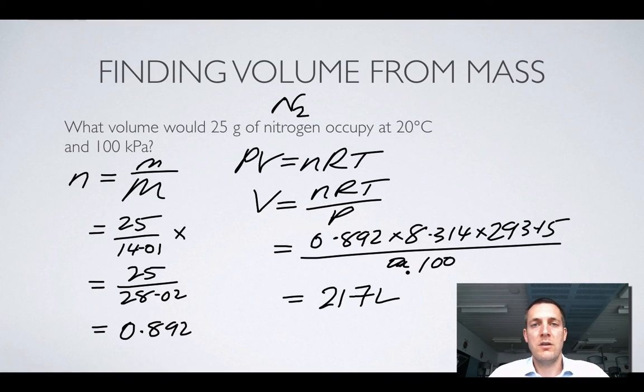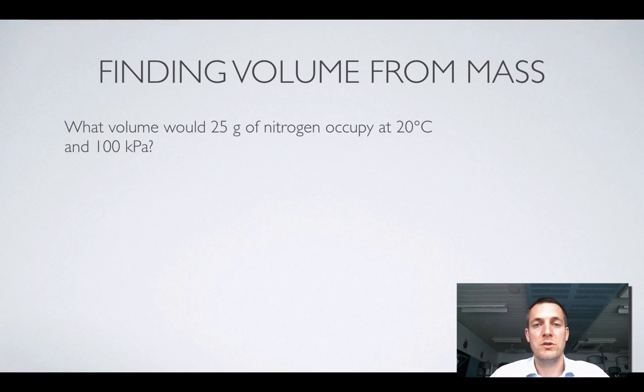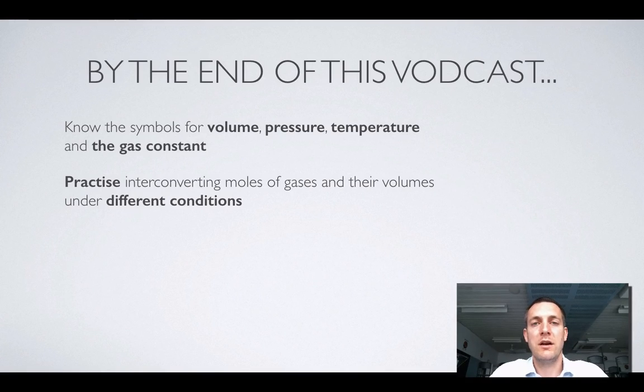So in that final example, we've linked the stuff about mass and moles to the things that we've been talking about mainly in this film, which is volume and moles. But hopefully now you think you know the symbols for volume, pressure, temperature, and the gas constant, and you can do these conversions and you can decide which formula to use depending on what conditions you're under.